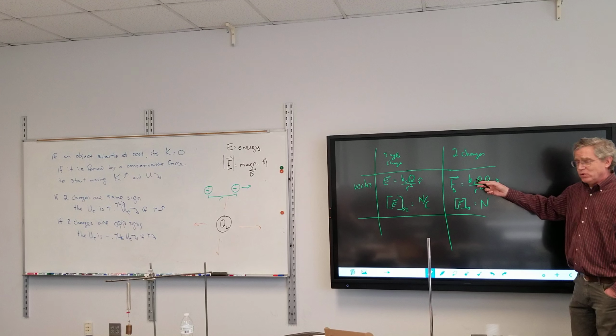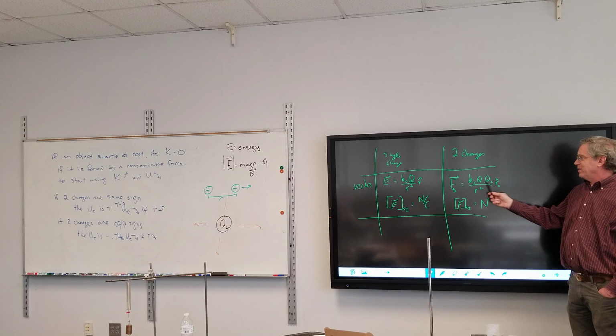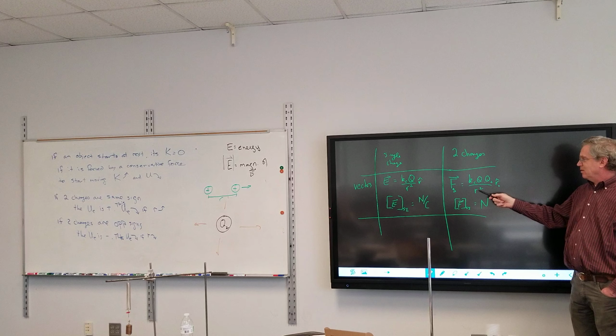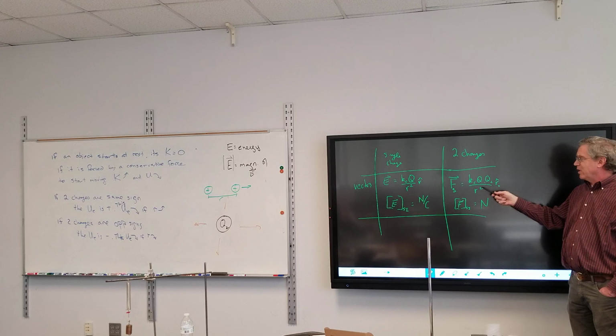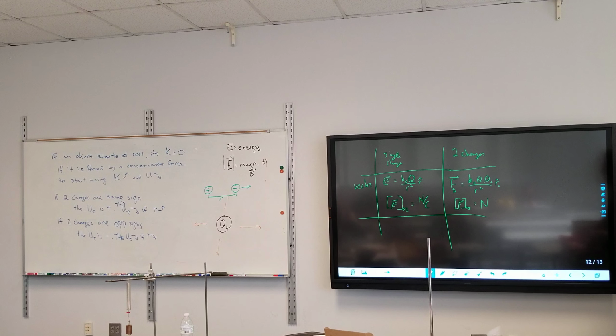K has the units of newton meter squared per coulomb squared. The coulomb squared would be canceled out by these coulombs here, and the R squared would cancel out the meter squared. Badly worded, but you got the spirit of what I'm going with there.